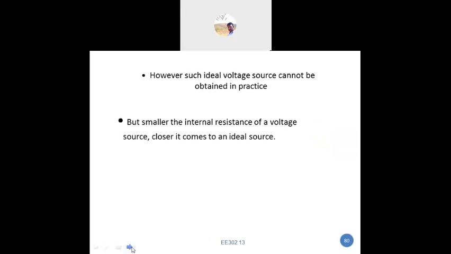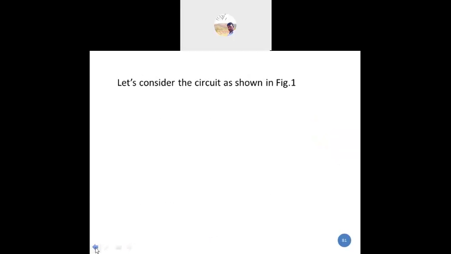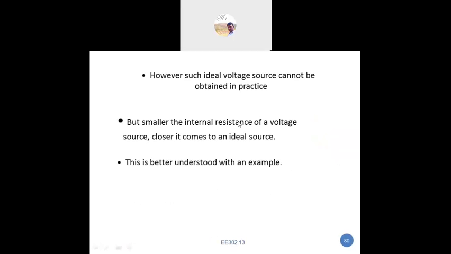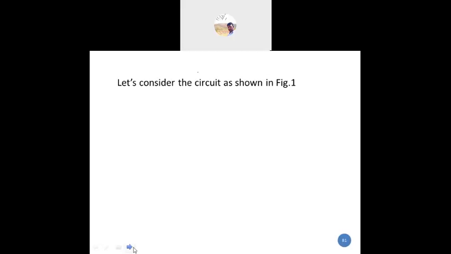However, such an ideal voltage source cannot be obtained in practice. But a smaller internal resistance brings the voltage source closer to the ideal. If the voltage source has a lower internal resistance, we consider it the ideal voltage source. Here is an example.